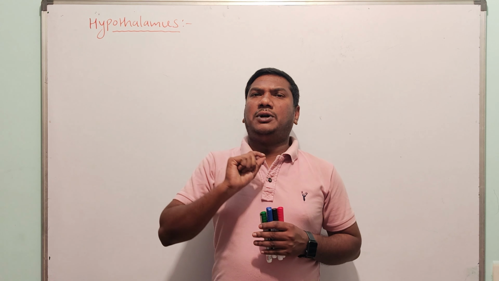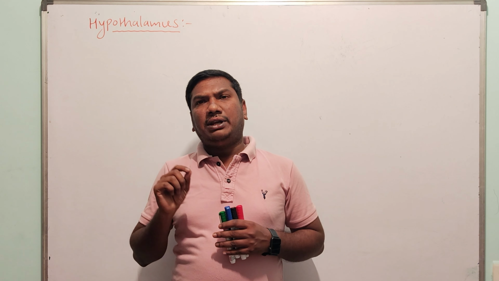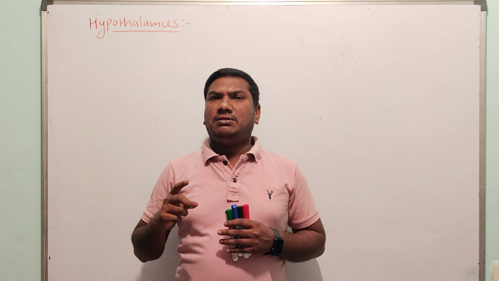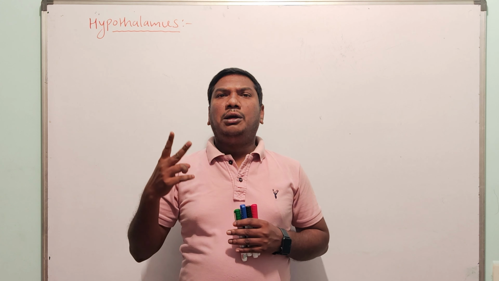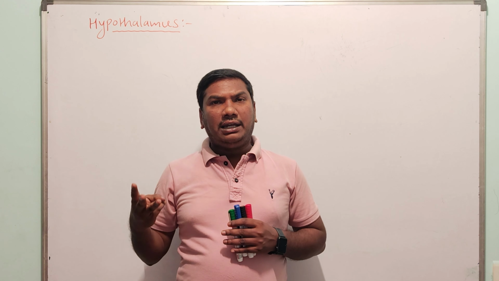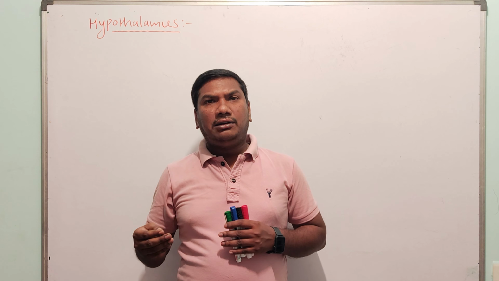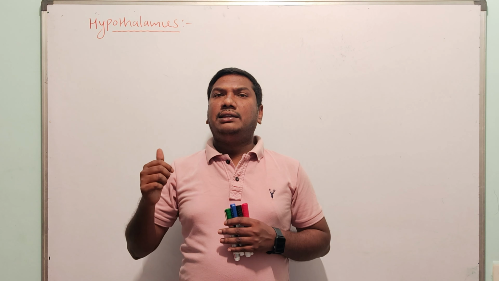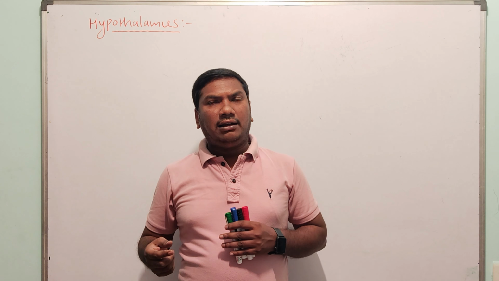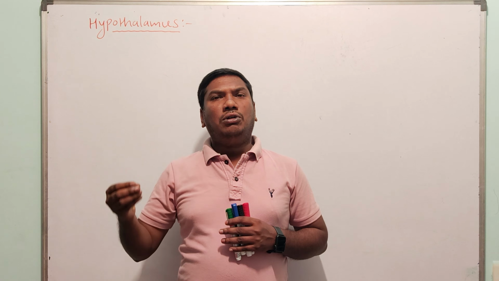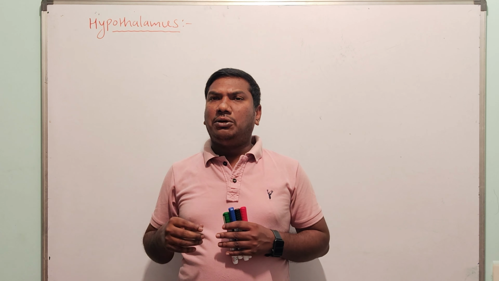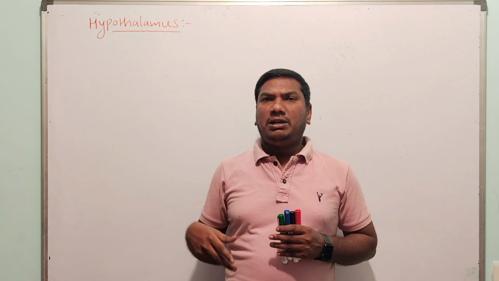In the human body, different types of endocrine glands are present. First one, hypothalamus, pituitary gland, pineal gland, thyroid gland, parathyroid gland, thymus gland, adrenal gland, testis, ovaries. So these are the different endocrine glands. We will discuss one by one.